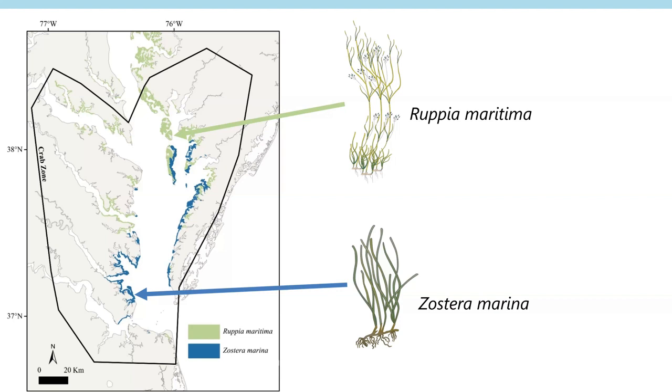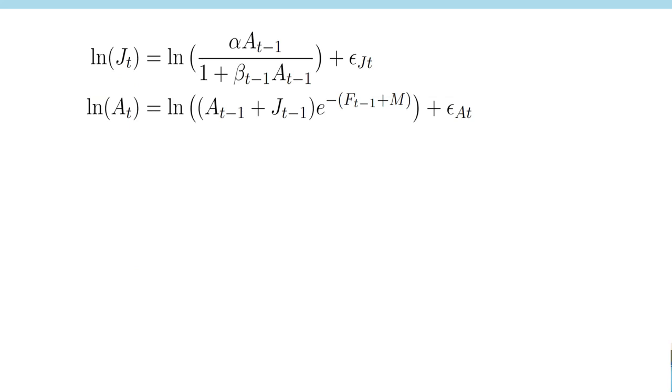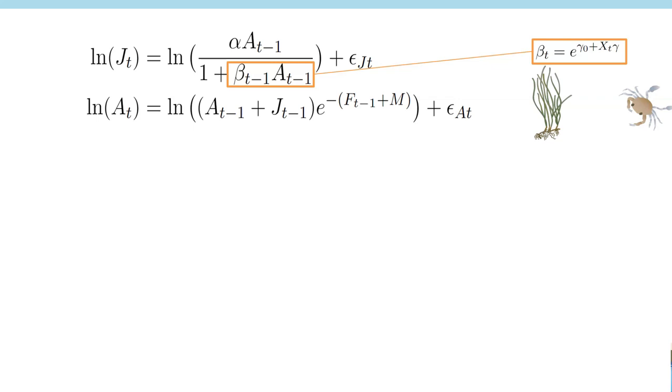Now for the actual state-space model equations, essentially I had two states for juveniles and adults. First, for juveniles, I essentially implemented a Beverton-Holt stock recruit relationship, where the numerator is simply the number of larvae produced as a function of the number of adult females in the previous year. And then for the denominator, which includes the density-dependent effects, I postulated that density dependence would be a function of seagrass habitat, where essentially I was expecting a negative effect on density dependence, meaning that the more seagrass that we had, the higher the carrying capacity of the system, and the more juveniles we would have in the following year. These epsilon A,t and epsilon J,t terms are simply process error for my state equations.